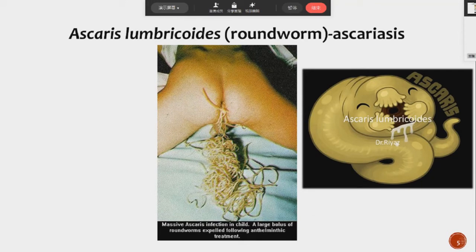This is the adult worm of Ascaris lumbricoides. Of course, this is not the exact picture. This is a pattern picture, yes? But from this one, we can know that it is a long, thread-like worm. And it looks a little bit fat, yes?